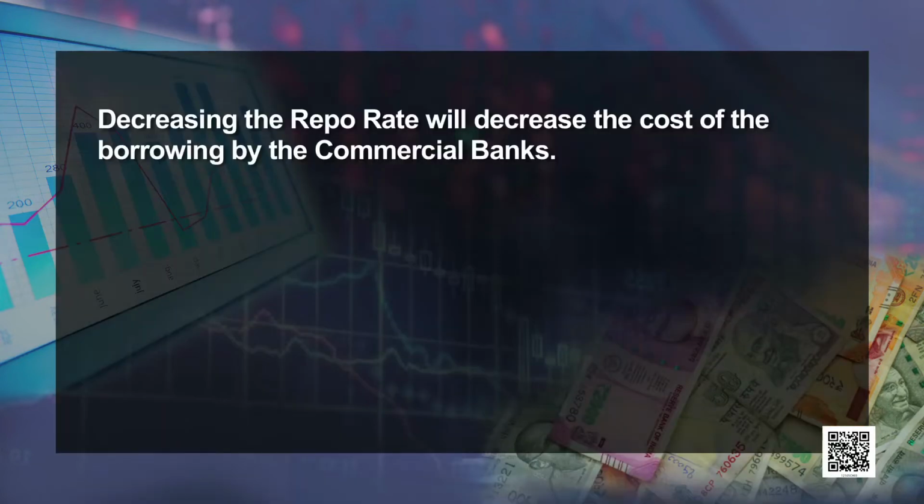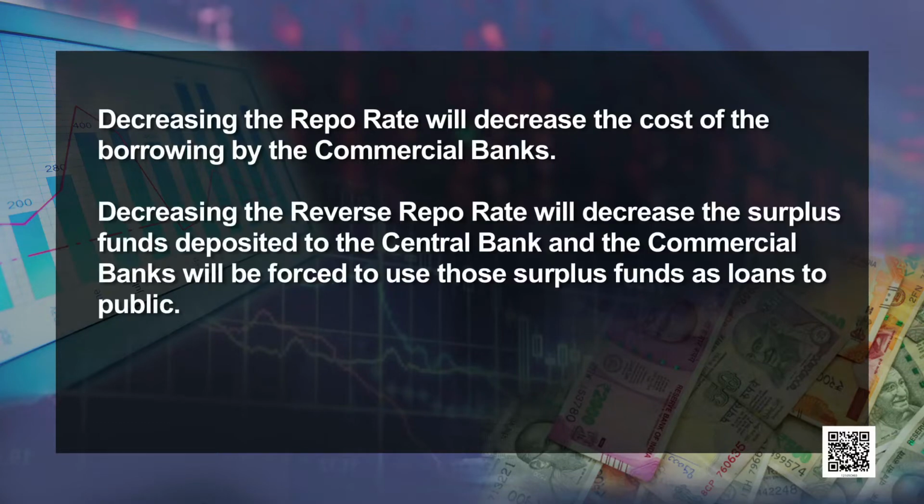Decreasing the repo rate will decrease the cost of borrowing by the commercial bank. Similarly, decreasing the reverse repo rate will decrease the surplus funds deposited with the central bank, and the commercial bank will be forced to use those surplus funds as loans to the public.